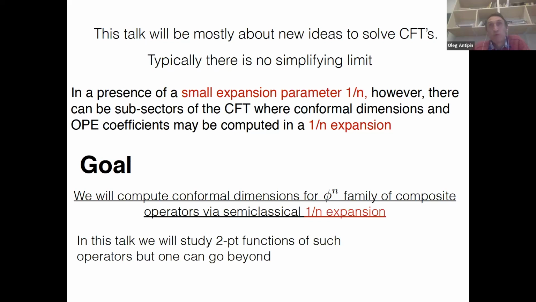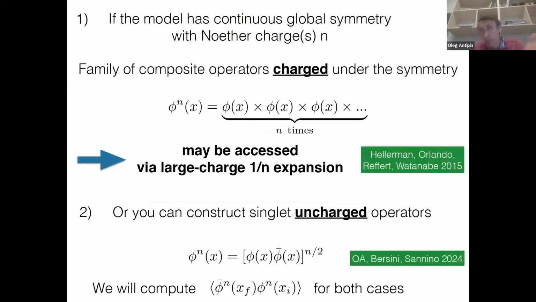In this particular talk, I will show you how to compute conformal dimensions for the composite operator of phi to the n. I will specify in a moment more precisely what I mean, but field to the power n, basically, and as I said, via semiclassical expansion. In this talk, I will study 2-point functions of such composite operators, but one can go beyond and compute higher point functions, also OPE coefficients. We can discuss. This talk will be mostly about 2-point functions. Please stop me anytime. I'm not sure about the audience, and I was supposed to be pedagogic, so I don't know the level of pedagogy I have to go to, but I hope it will be clear.